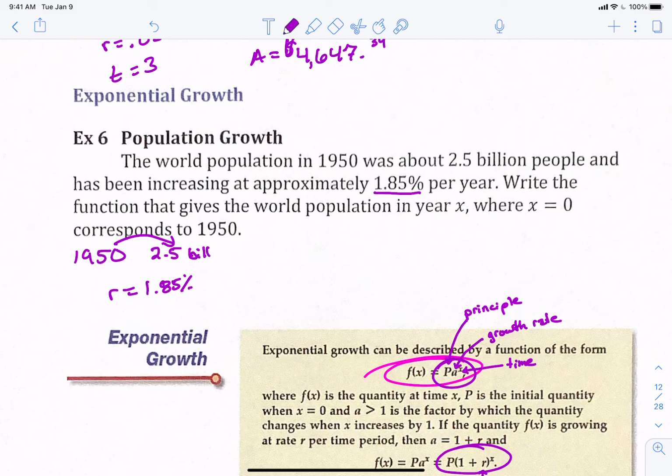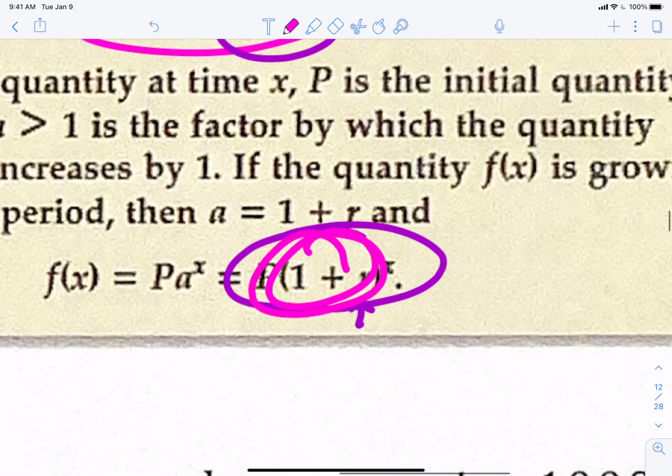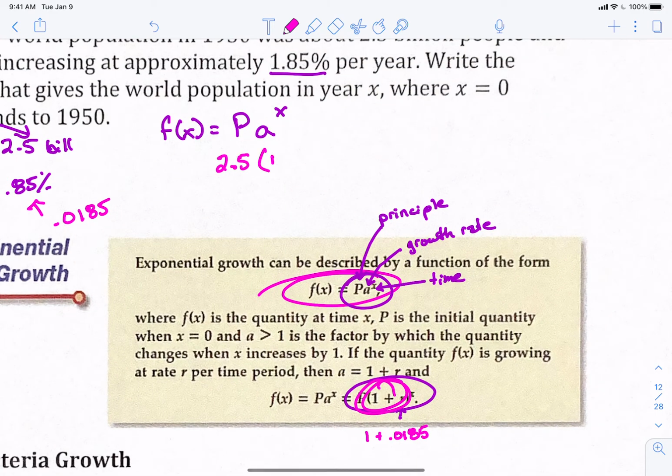Okay, so f of x equals P times A to the x power, and we've got to put some information in there. P is 2.5. Now we have to figure out what A is. If I'm growing 1.85% per year, as a decimal this is 0.0185. But if I look down here and I'm trying to figure out what A is, I add that to 1. So it's going to be 1.0185. That's going to be my A, and I'm going to put it in parentheses.